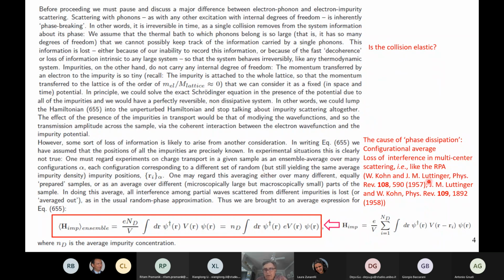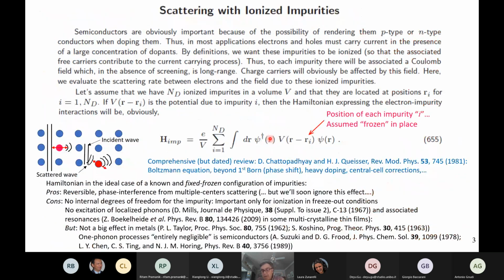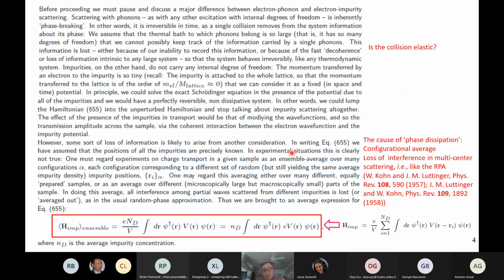I'm not aware of any paper before the work that Kohn and Luttinger did in the late 50s. They essentially considered the Hamiltonian that I wrote here. They plugged it in by using Green's function techniques, but that's just a method to approach the problem. They plugged it into the equation of motion for the distribution function of quantum mechanics, which is called the density matrix. We will discuss it probably next week.